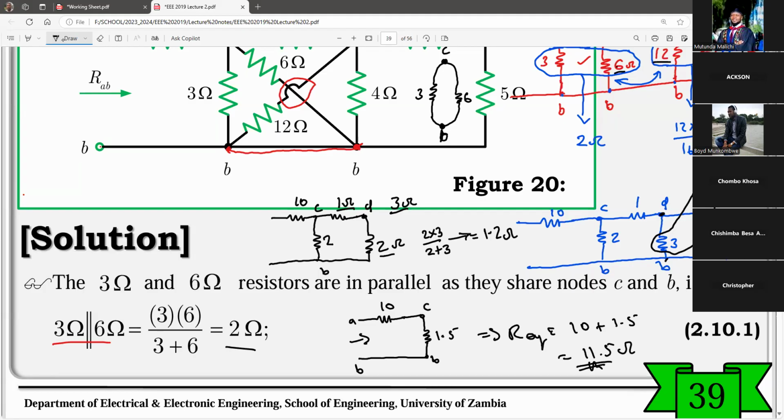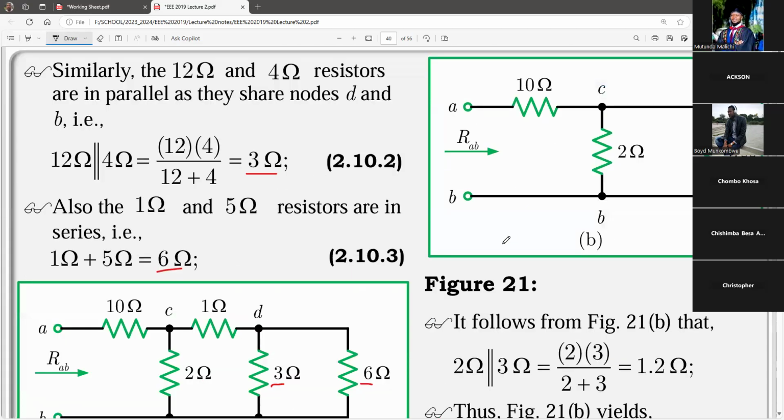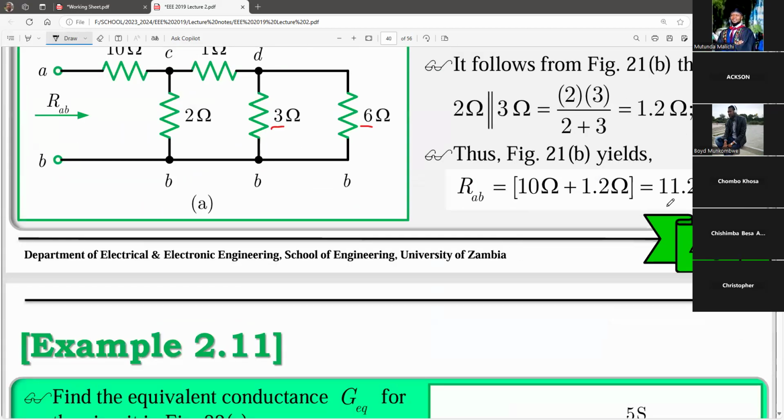And if you did that, then this one also changes. Instead of 1.5 it becomes 1.2. Then this gives us 11.2 ohms as the equivalent resistance. I had missed this point there. So that's the step-by-step, but ultimately you should be able to get 11.2 ohms as the equivalent resistance.